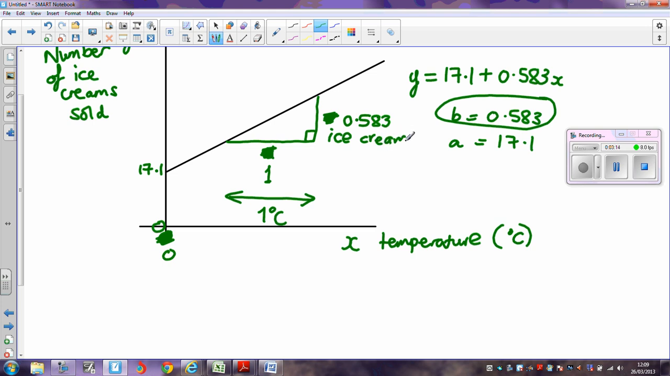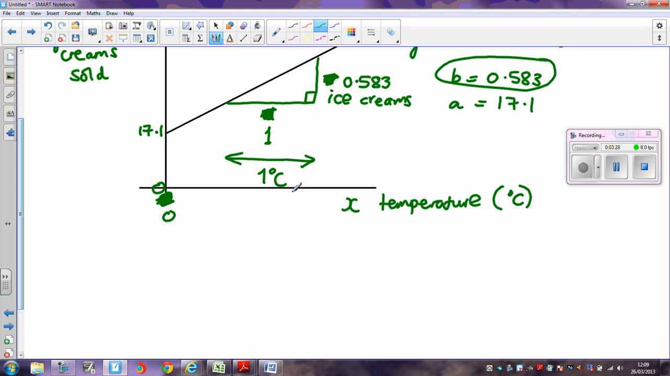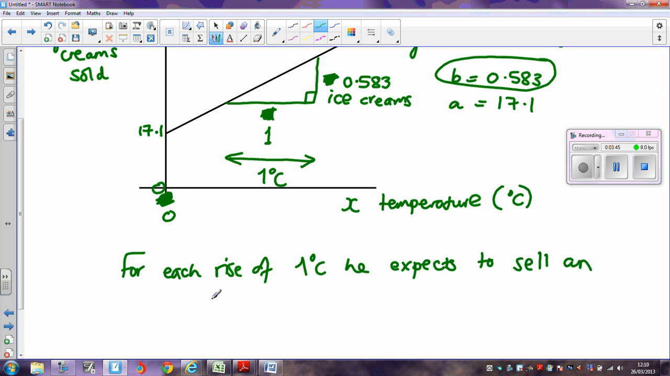And what it means is this: for every 1 degree rise in temperature, the ice cream seller can expect to sell an extra 0.583 ice creams. And that word extra is very important. So basically, for each rise of 1 degree C, he expects to sell an extra, you must use the word extra there, an extra 0.583 ice creams. And that's the meaning of the gradient.